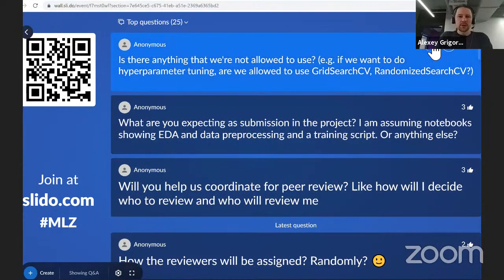Okay, next question. Is there anything that we are not allowed to use? For example, if we want to use hyperparameter tuning, are we allowed to use grid search CV, randomized search CV? No, I don't think there is anything you cannot use.